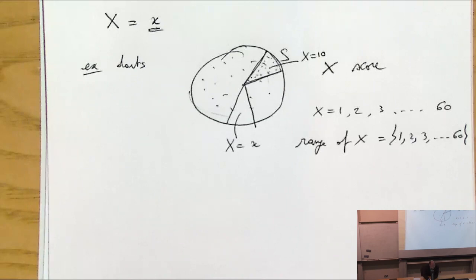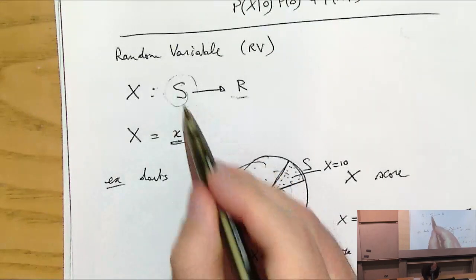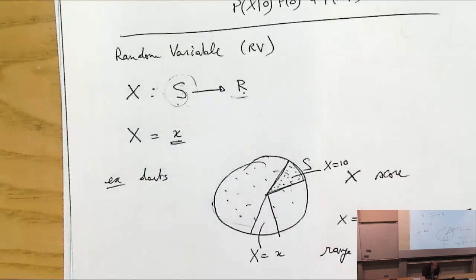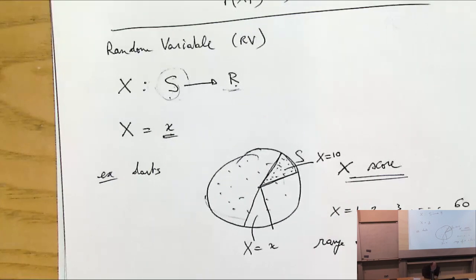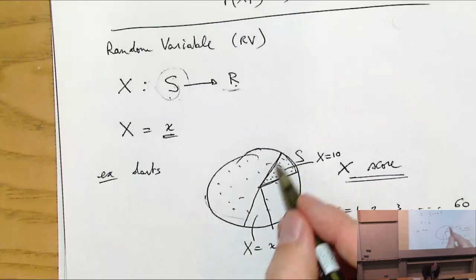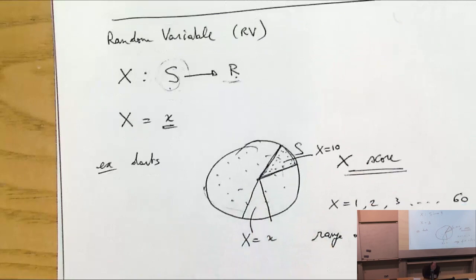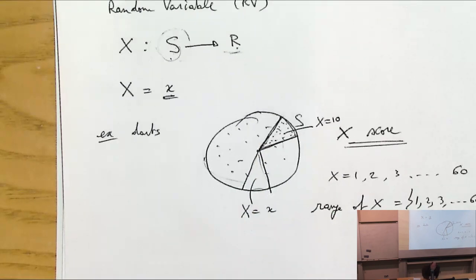Okay? So it's simply a rule. You have a certain sample space, and then for each possible value in the sample space, you assign a certain real value. And that depends on the context. For instance, your score here is a random variable. For all impacts within that quadrant, you get 10. For all other impacts here, you get x, or you can have 20 or whatsoever.